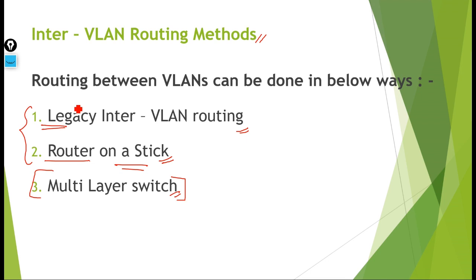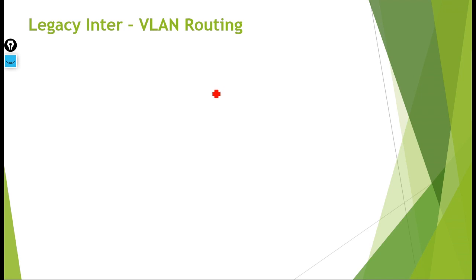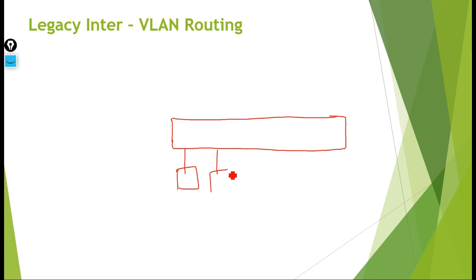Let's get started with the very first method, legacy inter-VLAN routing. Take an example to understand it. I'll design the same topology since it's important. This is my switch, and these are the PCs where it is getting connected.